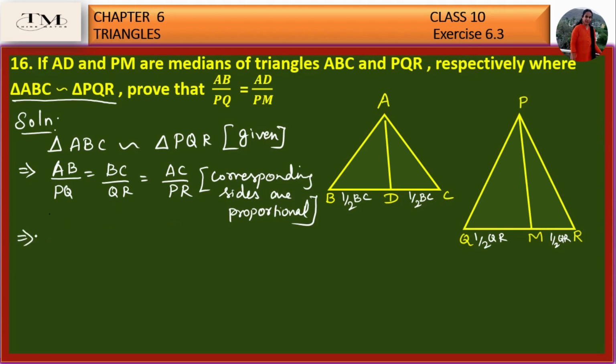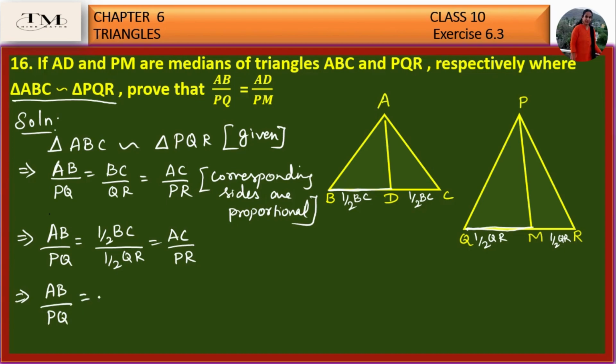So now we are going to make some calculations. Just keep this AB by PQ as such. Now, in maths, if you divide and multiply, the number will not change. In this BC by QR, I am going to divide and multiply by half. So half BC, half QR. It will get cancelled, so it will be same as BC by QR. Keep this AC by PR as such. What is half of BC? It is nothing but BD. Half of QR is nothing but QM. So we will get AB by PQ is equal to BD by QM equal to AC by PR.